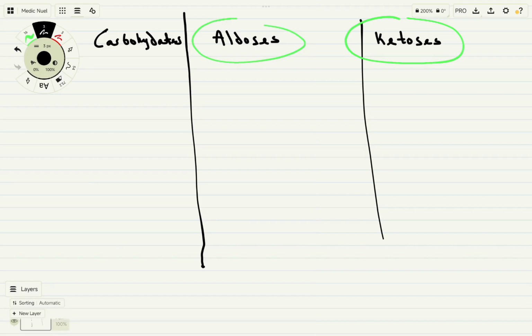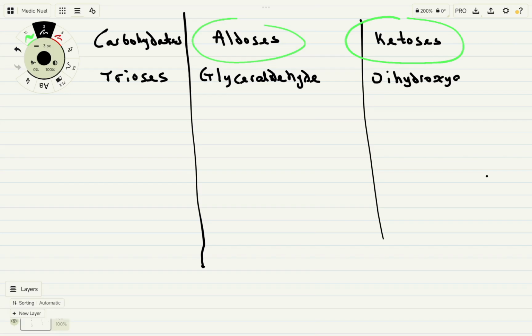Now we have the trioses. From the word triose, it actually means three. Tri means three. We are still going to get there, just relax. So the trioses we have: for the aldose we have glyceraldehyde, and for the ketose we have dihydroxyacetone.